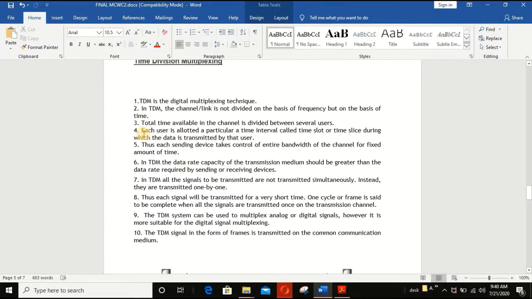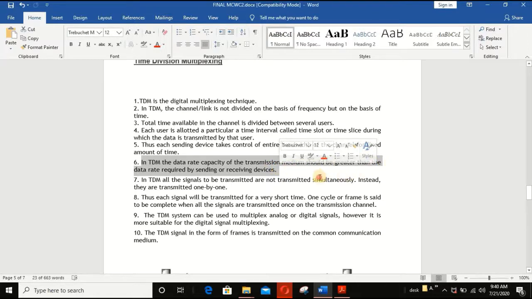Each user is allocated a particular time interval called a time slot or time slicing, during which data is transmitted by the user. Thus each sending device takes control of the entire bandwidth of the channel for a fixed amount of time. In time division multiplexing, the data rate capacity of the transmission medium should be greater than the data rate of the sending and receiving devices. In time division multiplexing, all the signals to be transmitted are not transmitted simultaneously. Instead, they are transmitted one by one.